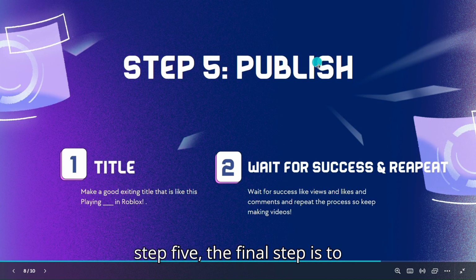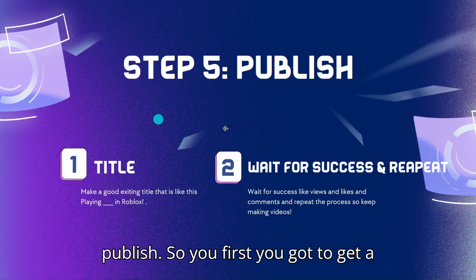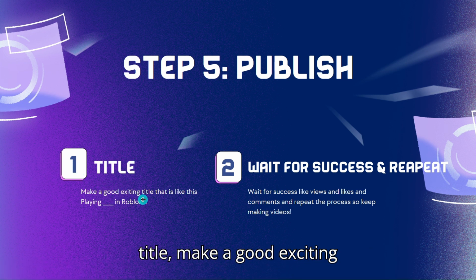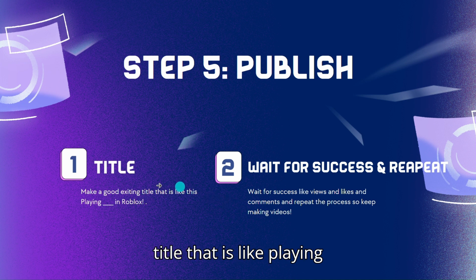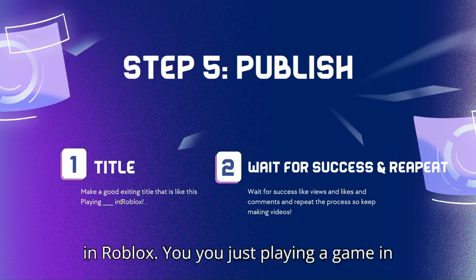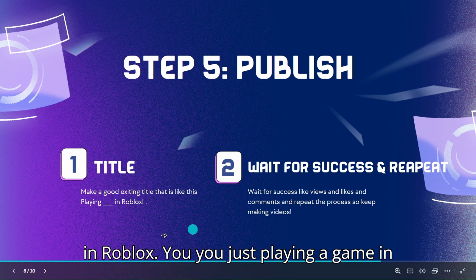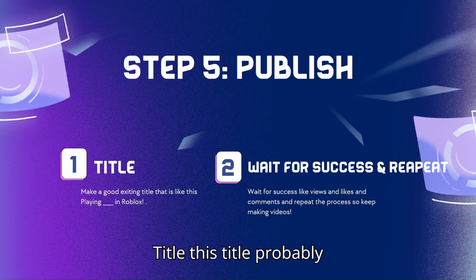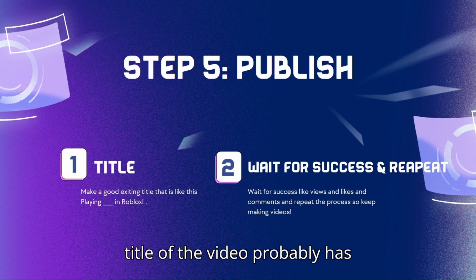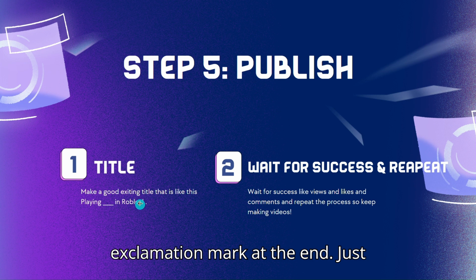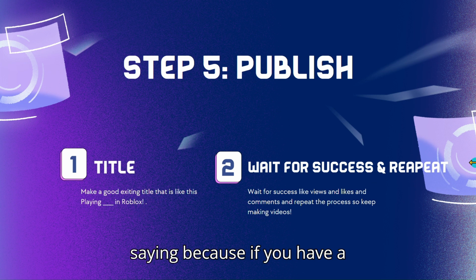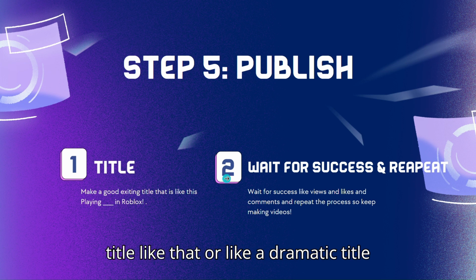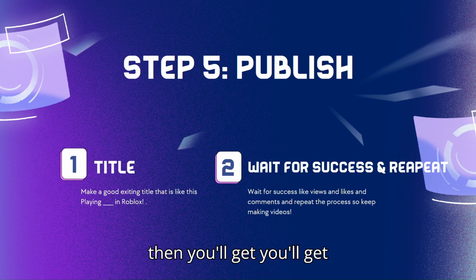And then step 5, the final step, is to publish. So you gotta get a title. Make a good, exciting title that is like playing in Roblox. You just playing a game in Roblox, right? Yeah. Like how I make my title. This title, title of the video probably has exclamation mark at the end. Just saying. Because if you have a title like that, or like a dramatic title, then you'll get clicks.